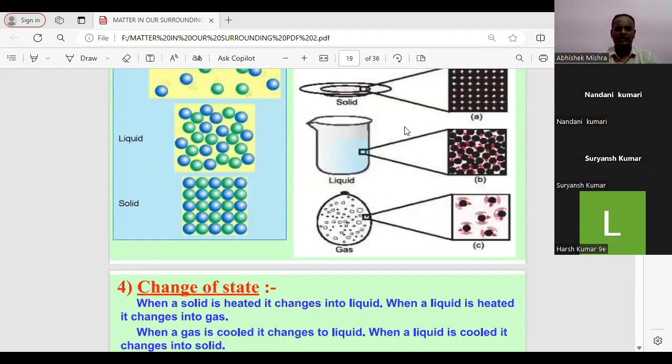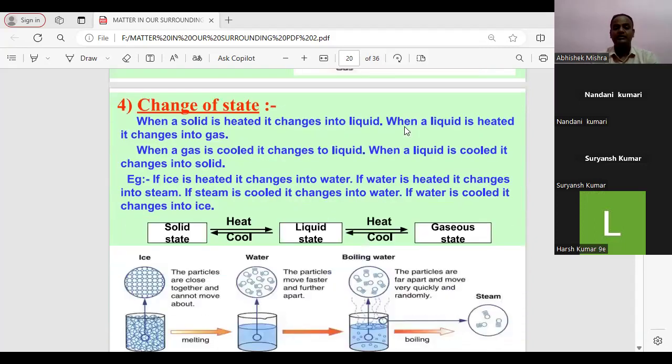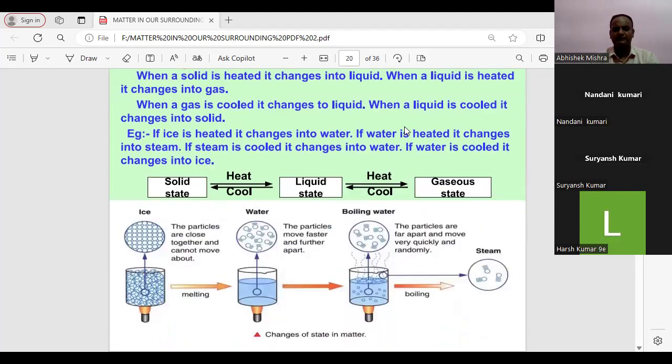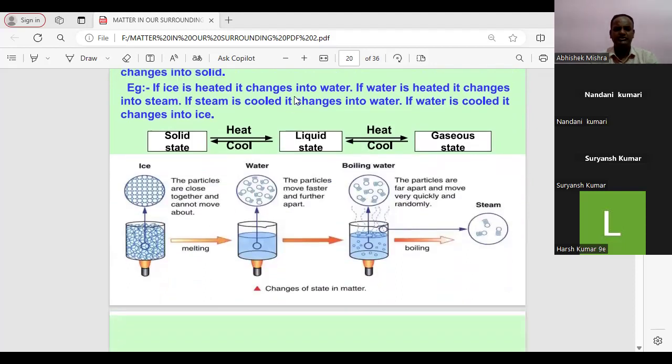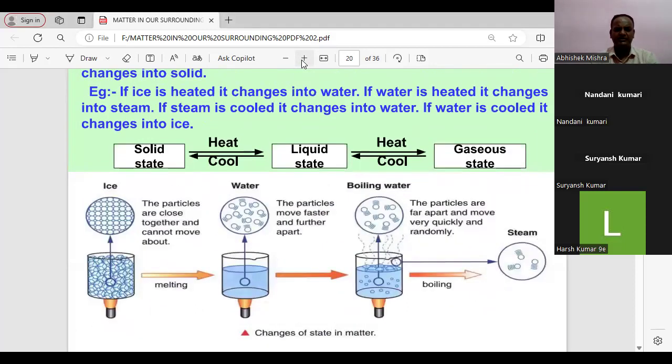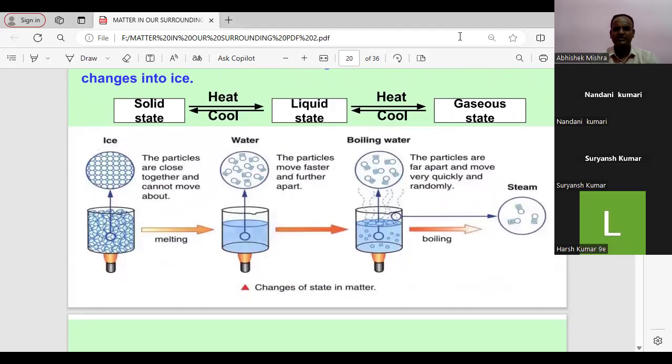Okay. Now, students, we will come to the interconversion of the states of matter. Let us study this from this very image. You can see here in the image, this is ice. Ice is melting to be converted into water.